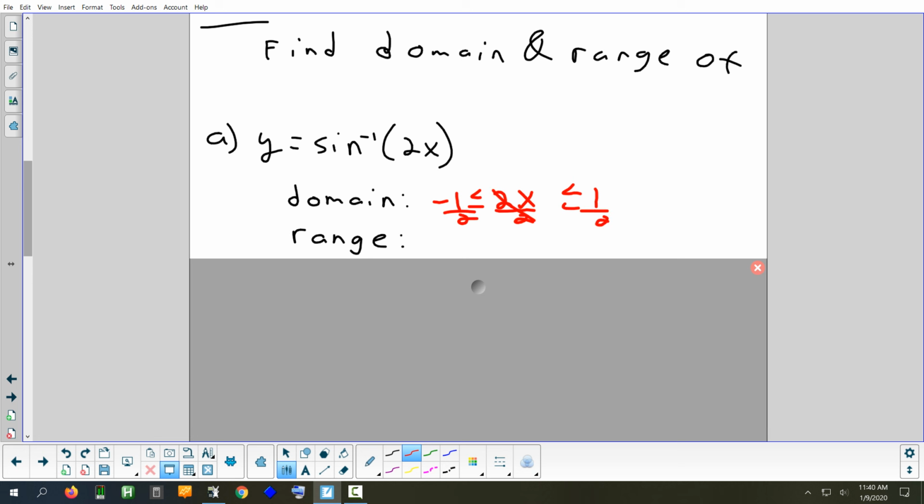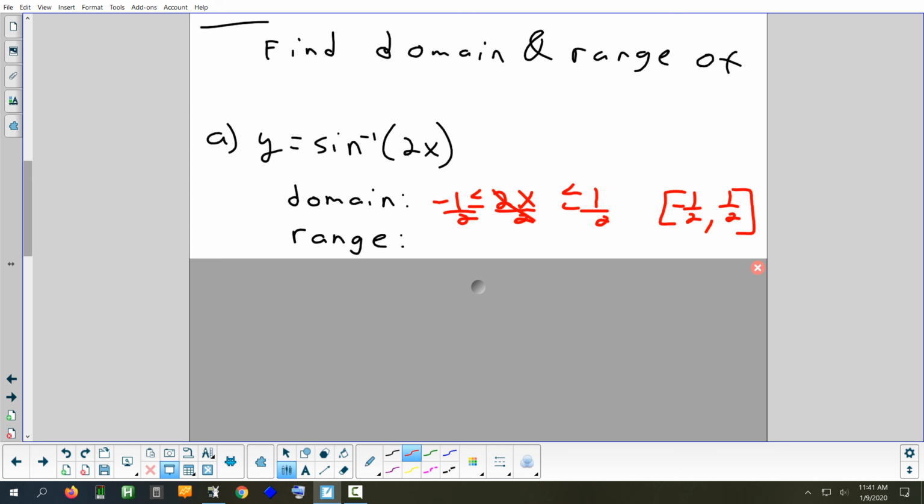What's my domain now? From what to what? Negative 1/2 to 1/2. Including or not including? Including, because we've got an equal to. So the domain is negative 1/2 to 1/2.